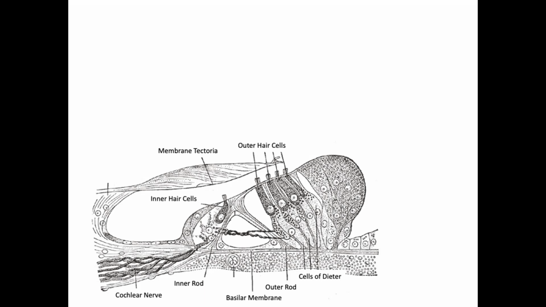The inner cell and outer cell masses, or inner hair cells and outer hair cells, are the cells that are going to be responsible for receiving sound wave transmissions. They are mechanoreceptors, and they will transmit their depolarization to the cochlear nerve for transmission to the temporal lobe.